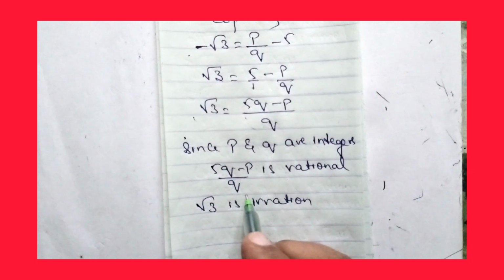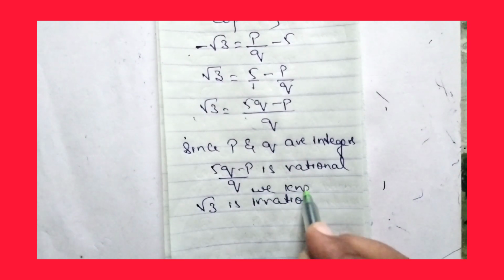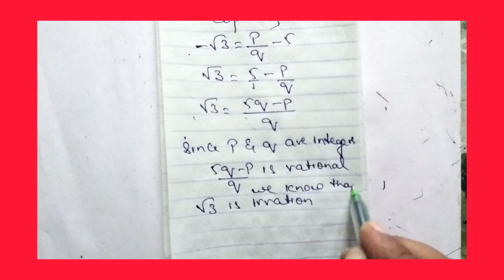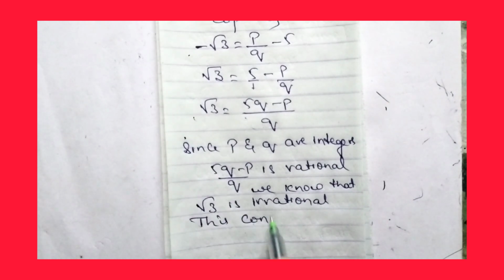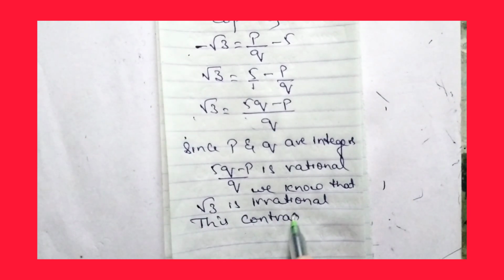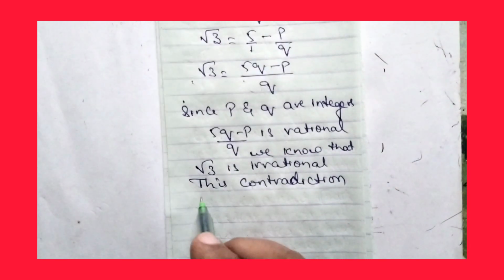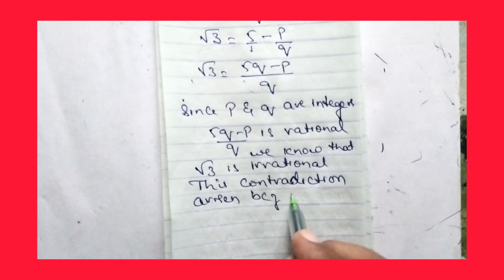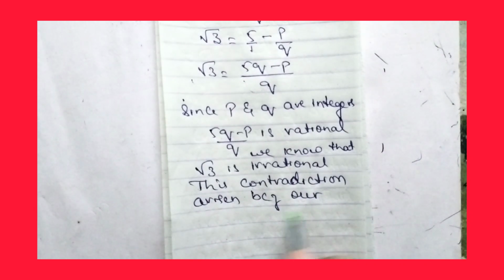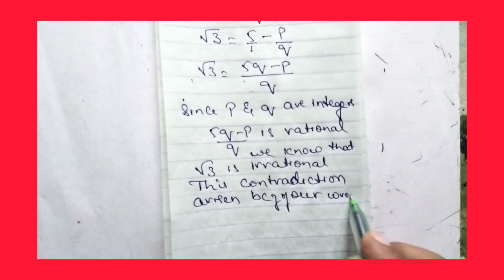We know that root 3 is irrational. So this contradiction arises because of our wrong assumption.